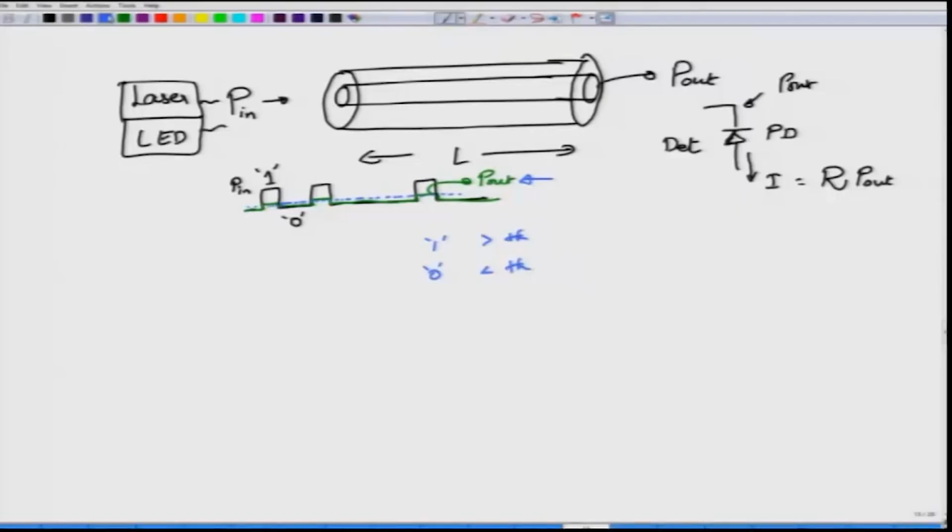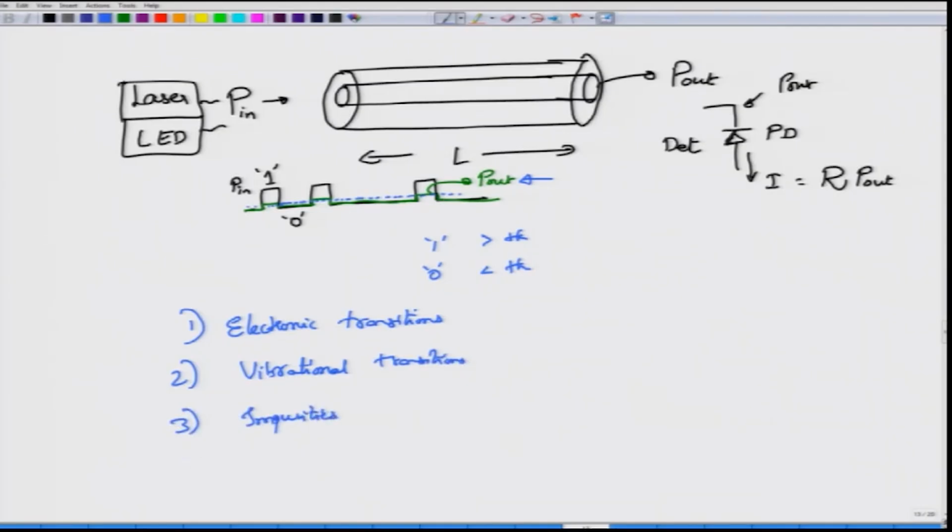In optical fiber situations, these are the following typical losses. You have losses because of electronic transitions, I will describe this in a moment. You have losses because of vibrational transitions or vibrations of the molecule, so molecular vibrational transitions. Then you have loss because of impurities during the manufacturing process of the fiber, and then you have some other losses. The main loss is the Rayleigh scattering loss. These are typically the loss mechanisms that you will see in an optical fiber.